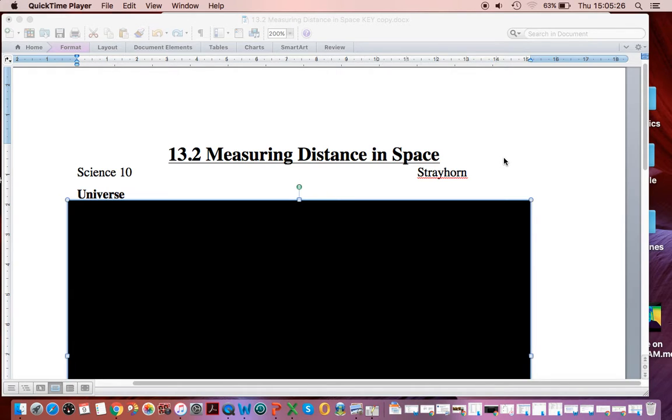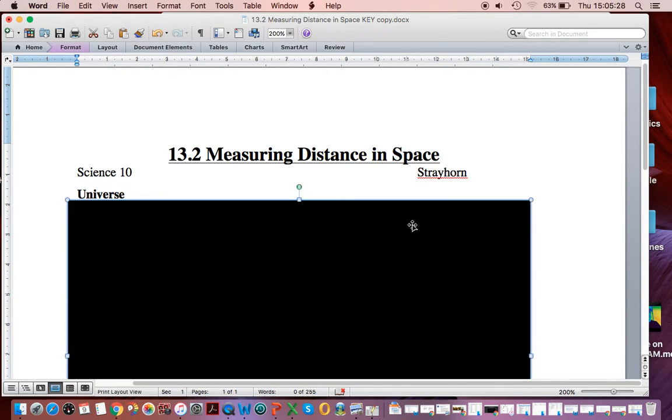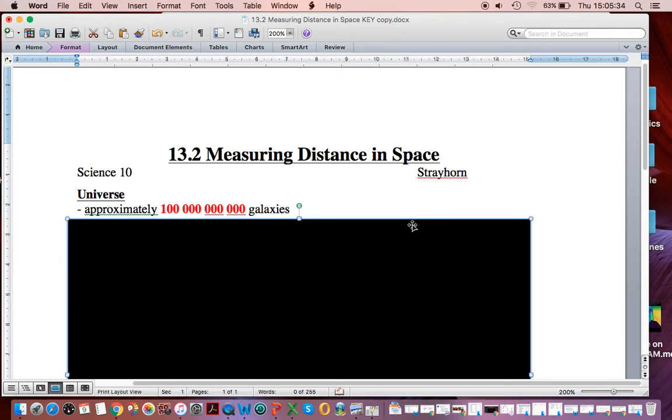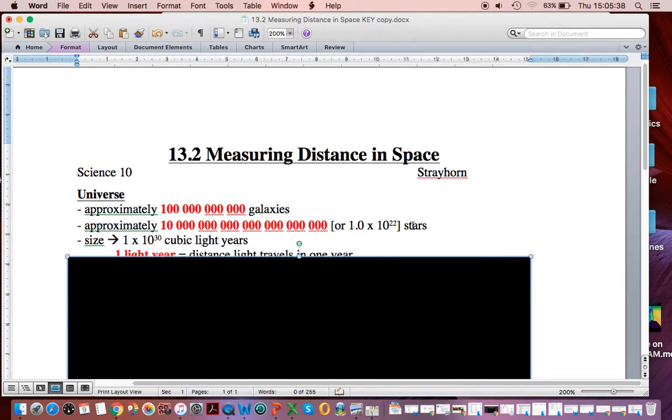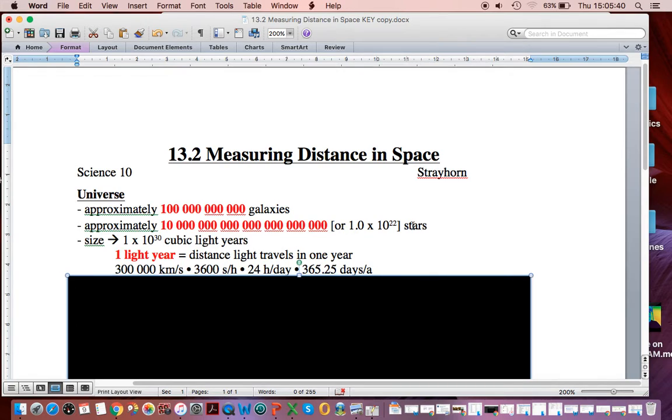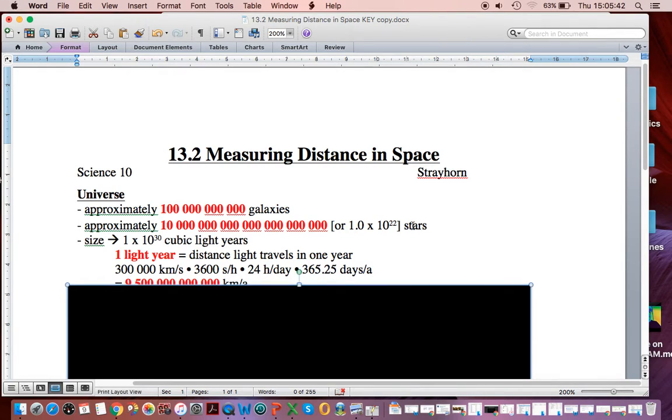13.2 Measuring Distance in Space. The universe is insanely large and getting larger every second with expansion. It's estimated to contain 100 billion galaxies and a 1 with 22 zeros after it number of stars, or 1 times 10 to 22. A huge, huge number, a number you could not count to in your lifetime.